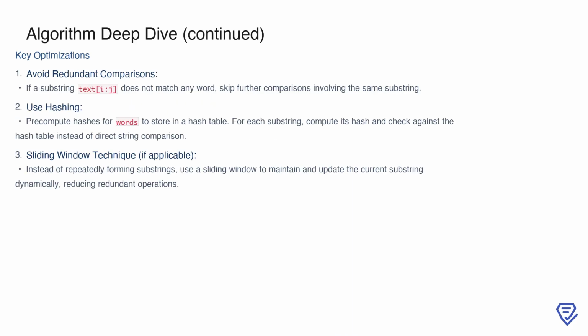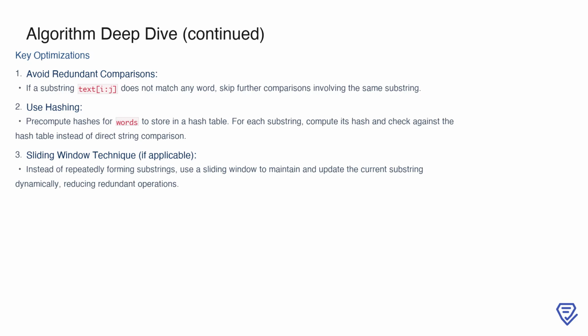To further enhance the algorithm, several optimizations can be implemented. First, redundant comparisons should be avoided. If a substring text[i:j] is found not to match any word, there's no need to continue evaluating similar substrings that share the same base. Hashing can also play a critical role in optimization. By pre-computing hashes for all words in the list and comparing those with hashes of substrings, we can replace expensive string comparisons with faster integer comparisons.